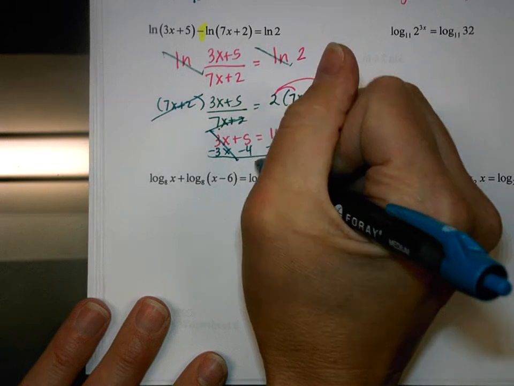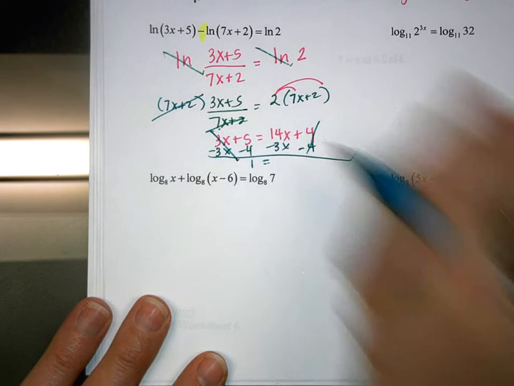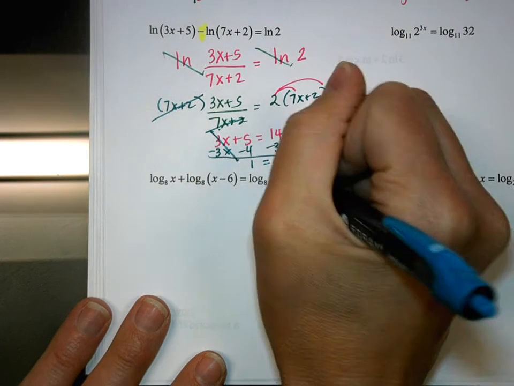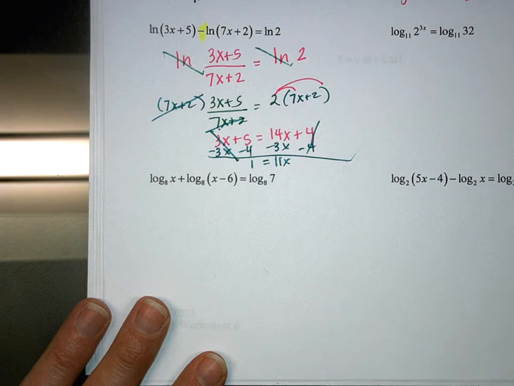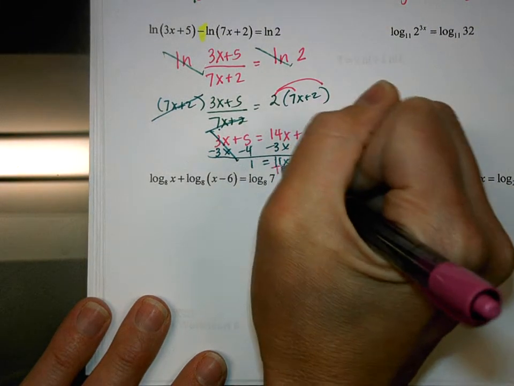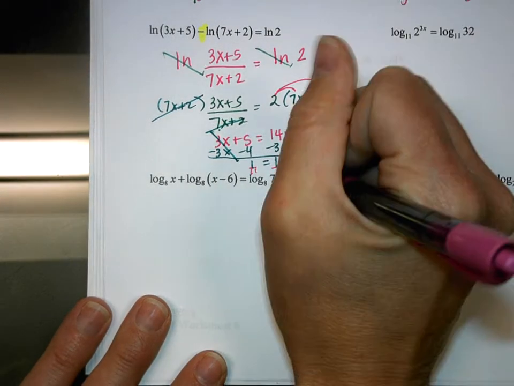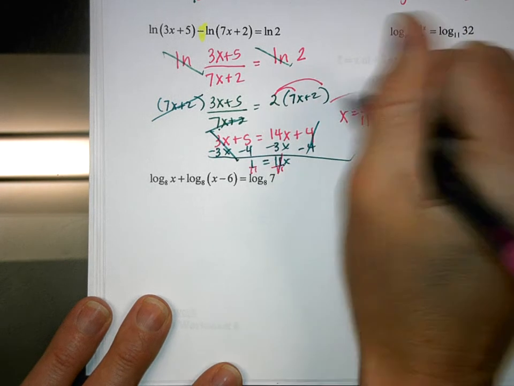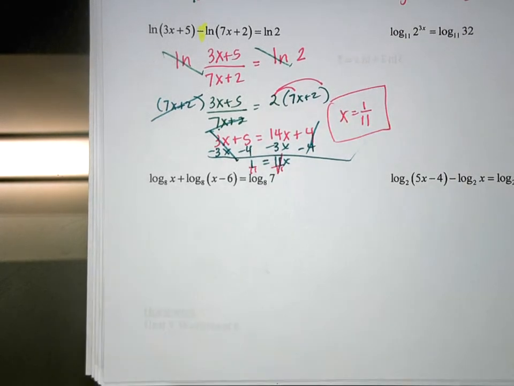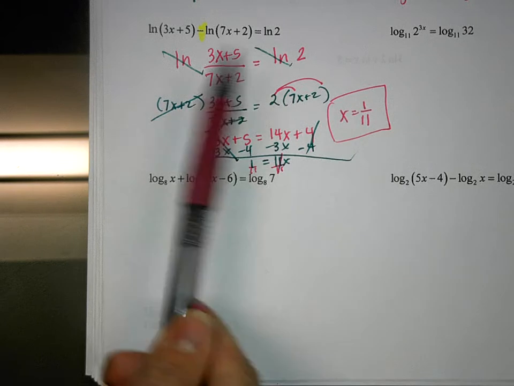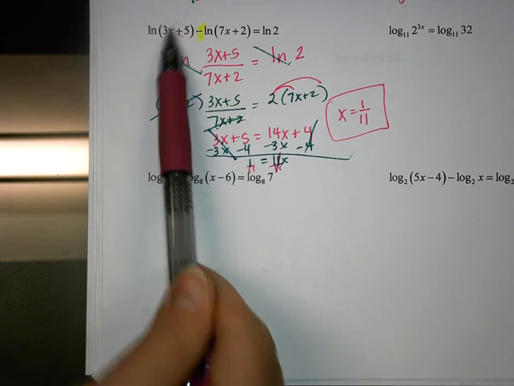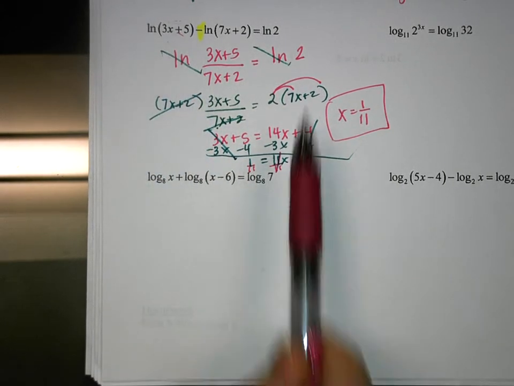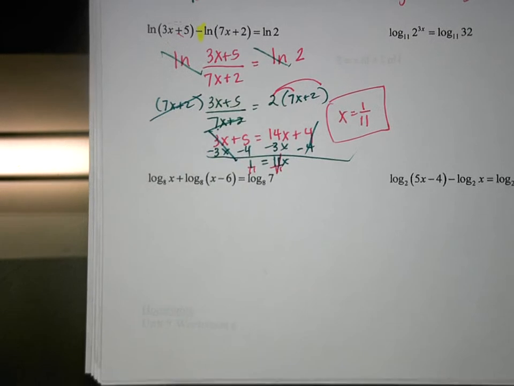5 minus 4 is 1. 14x minus 3x is 11x. And then we would divide by 11. My final answer is x = 1/11. Now, always double check. If I were to plug this in, is it going to give me a negative answer right here? No. And it's not going to give me a negative answer here. So it works. We're good.